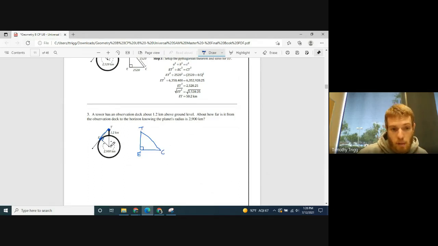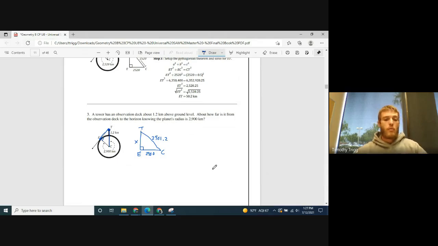Now we know the radius of the planet. So the radius of the planet, in other words, from C to E is 2,900 kilometers. Now what's the distance from C to T? Well, that would be the radius of the planet plus 1.2 kilometers more. So the radius of the planet, 2,900, plus 1.2 kilometers more. So that would be 2,901.2 kilometers. And we want to know what's the viewing distance, right? So what's the distance here? E to T. So that's what I want to know. What's the distance from T to E?